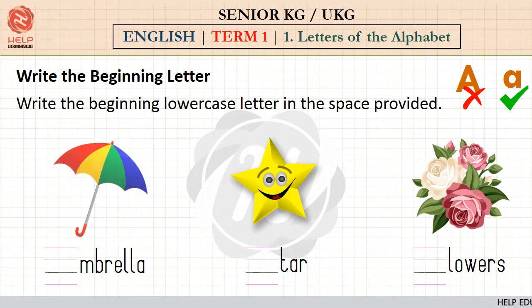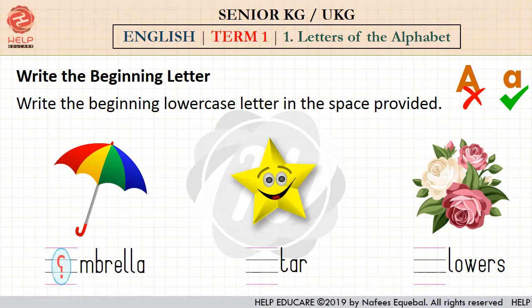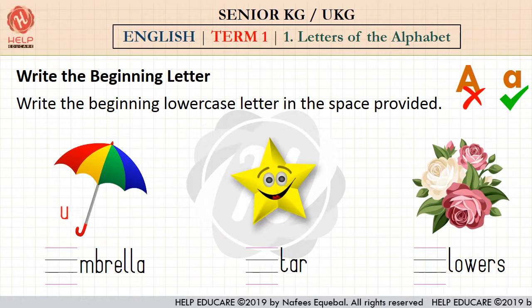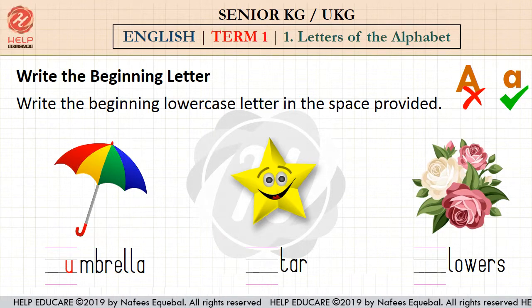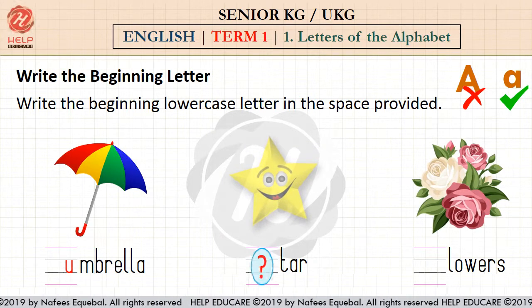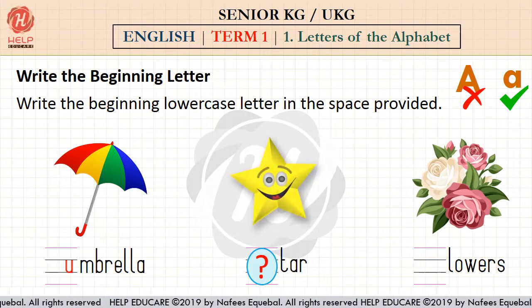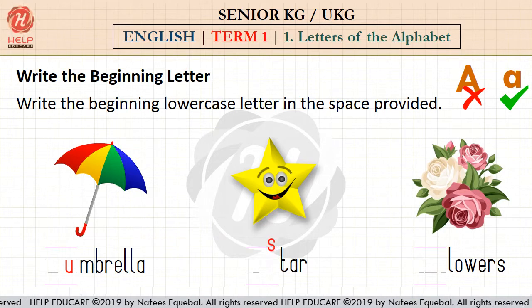The next picture is of an umbrella that protects us from the rain. The letter U is the beginning letter of it. So put the letter U. Students, do you know the name of next picture? It is a star. So put the beginning letter S here.